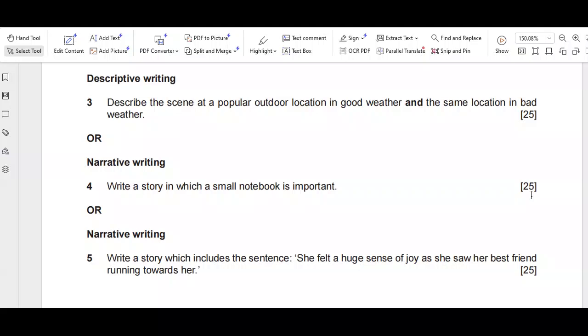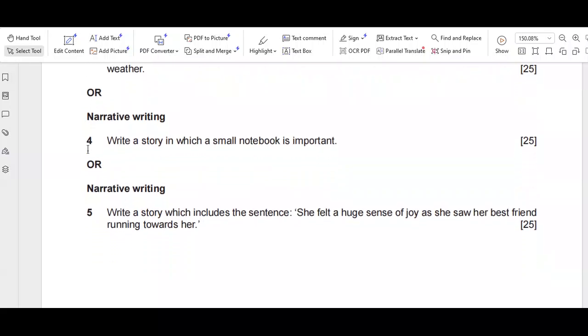Number 1, character. Number 2, setting. Number 3, plot. Number 4, conflict. Number 5, theme. Number 6, point of view. Number 7, language and style. And number 8, dialogue. All these elements have been explained to you in the previous videos and even the classes, so you have a very clear idea about what they are.